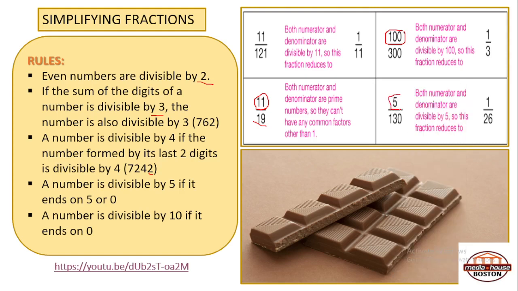So we start by taking a look at the numerator. Can the numerator be the factor? Yes, it can be. 130 divided by 5 gives us 26, which doesn't give a remaining decimal. So therefore 5 can actually be a factor. If you say 5 divided by 5, it will be 1, and 130 divided by 5 gives us 26. So the simplest form of the fraction is 1 over 26.